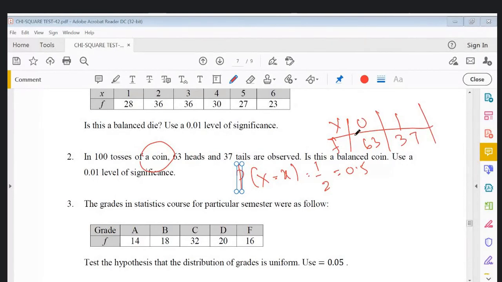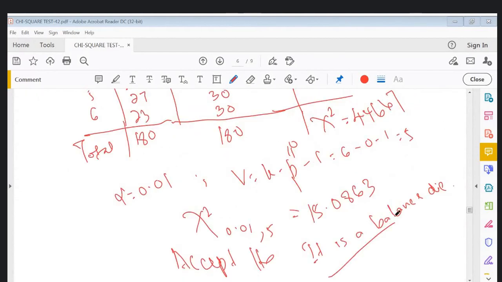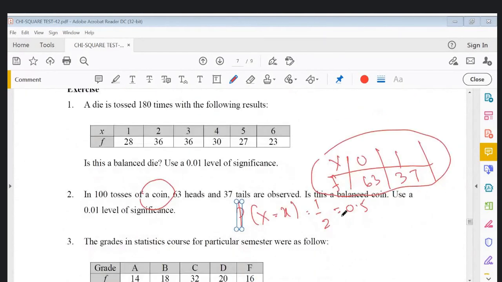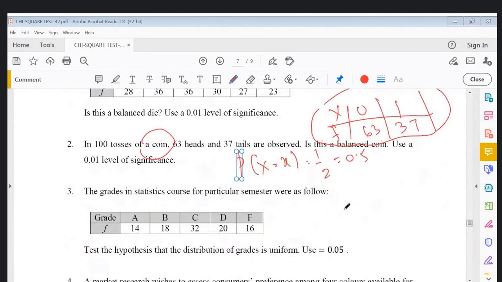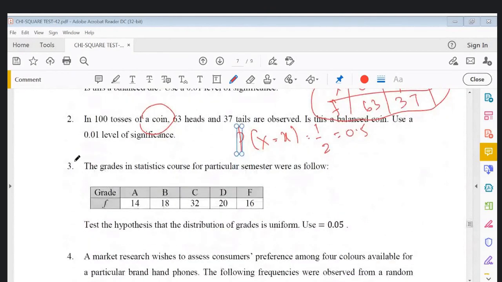Okay, you can use this data. We want to test whether the file is balanced or not. The method is the same as for this one, using P equals 1/2. Okay, for number 3.